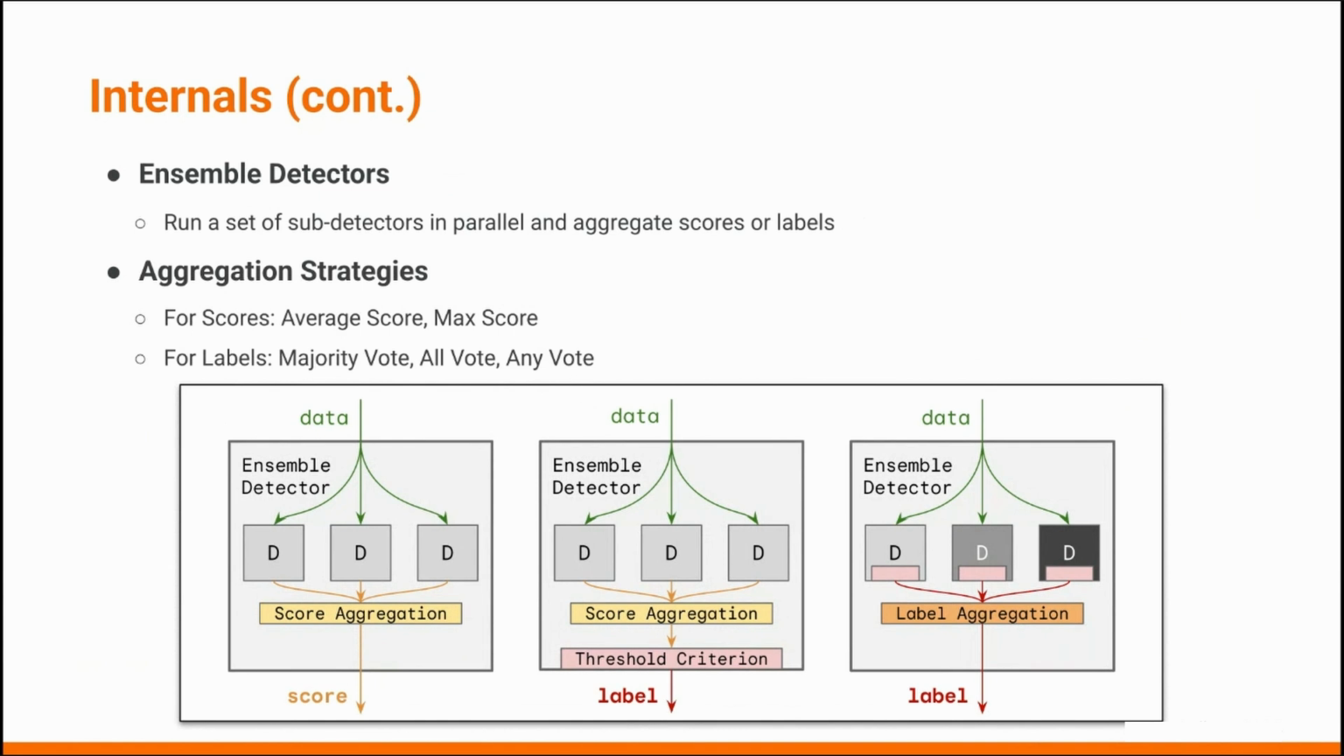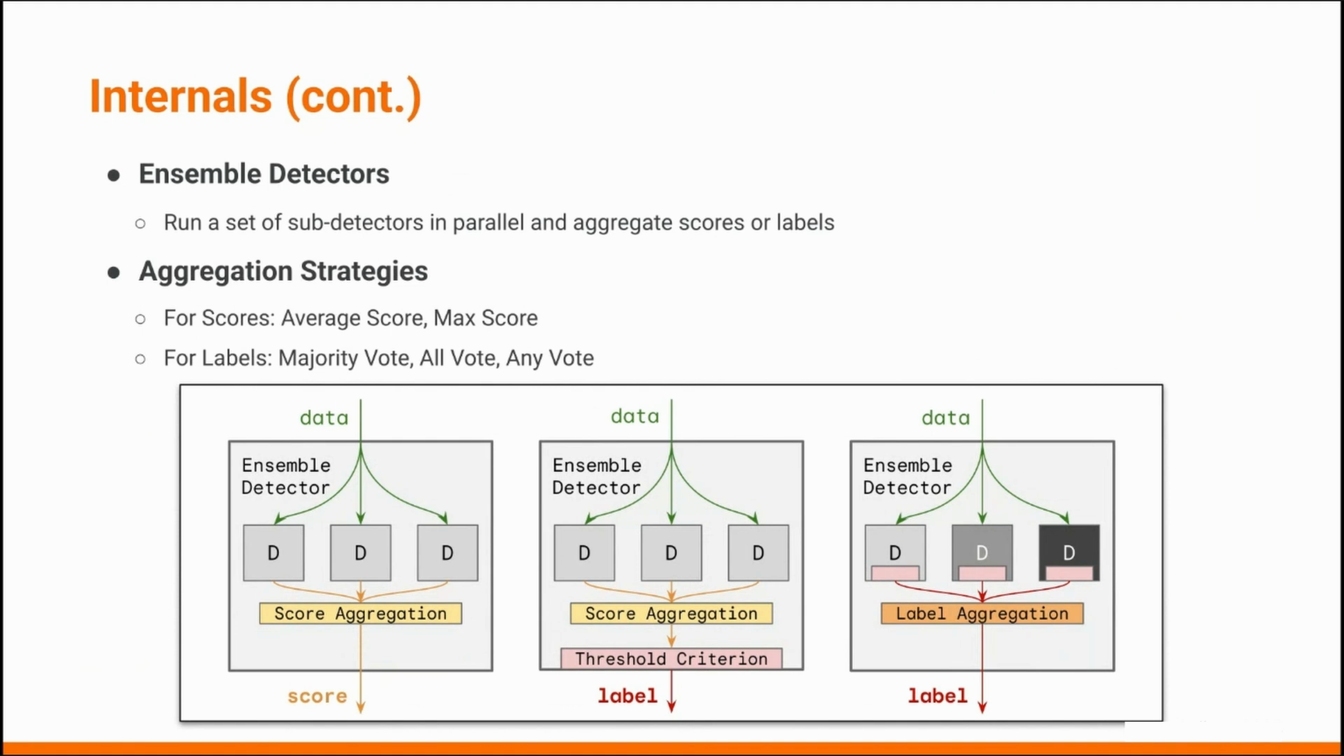Building upon the concept of individual detectors, we also provide ensemble detectors. They can run multiple sub-detectors in parallel and then aggregate the resulting scores or labels. Notice that these sub-detectors can be individual detectors we saw earlier or other ensemble detectors, which means that you can have ensembles within ensembles and so on.